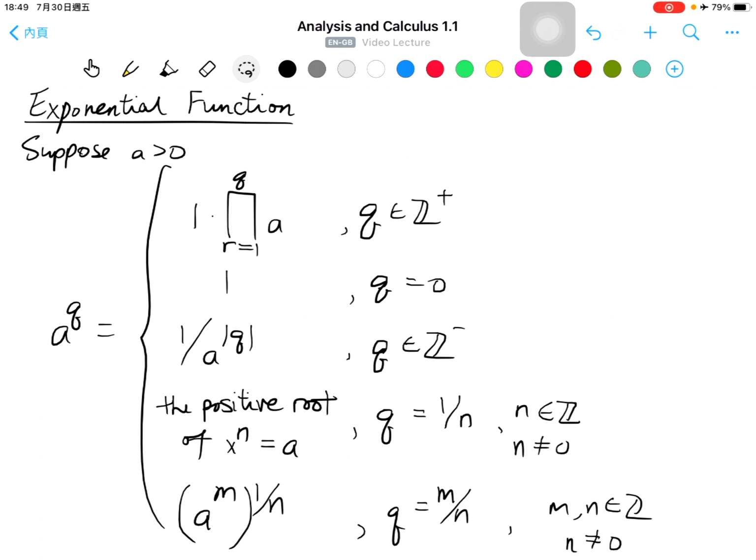Right? And then, what if q is equal to 0? We're trying to extend this, right? When q is equal to 0, we mean to multiply 1 by a for 0 times. To multiply by a for 0 times means not to multiply by a, right? So if not to multiply by a, then what are we left with from previously? Now we don't multiply that by a, that means we're left with 1. So when q is equal to 0, we're left with 1.